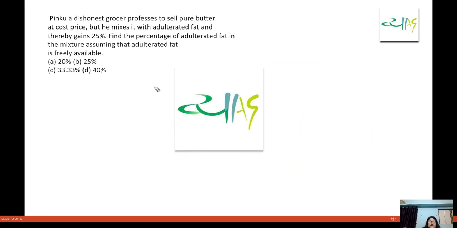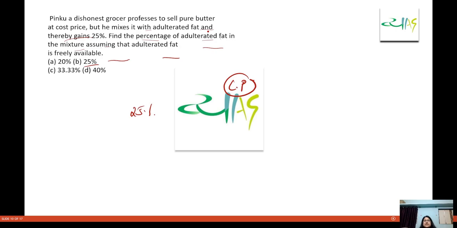Now let's move forward. Now look at this. Pinku, a dishonest grocer, professes to sell pure butter at cost price, but he mixes it with adulterated fat, thereby gaining 25%. Find the percentage of adulterated fat in the mixture, assuming that adulterated fat is freely available. So what is happening here? Pinku is a dishonest grocer who professes to sell pure butter at cost price. So he is selling at cost price CP, but he mixes it with adulterated fat and thereby gains 25%.